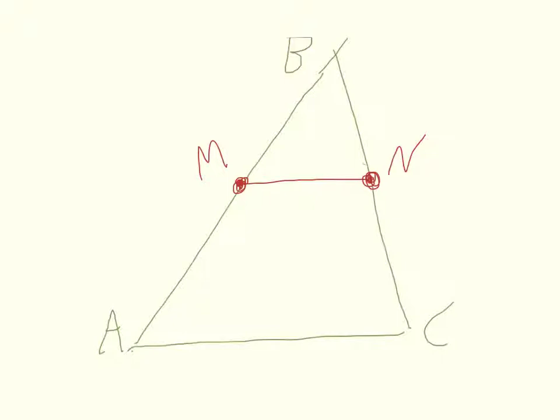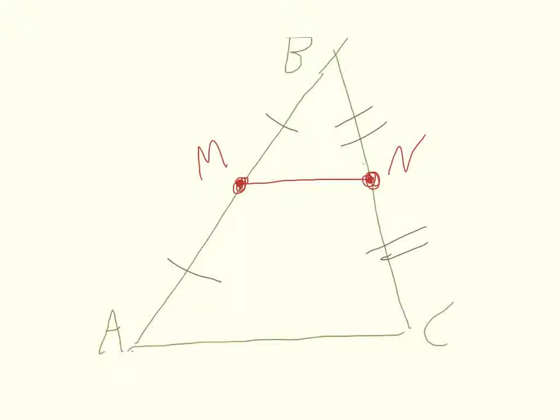So now, since these two points are the midpoints of their respective segments, this side is going to be equal to this side, and this side is going to be equal to this side. Now, I want y'all to notice that we made two triangles here. One is this one, and one is this one. Y'all see that? Okay, good.